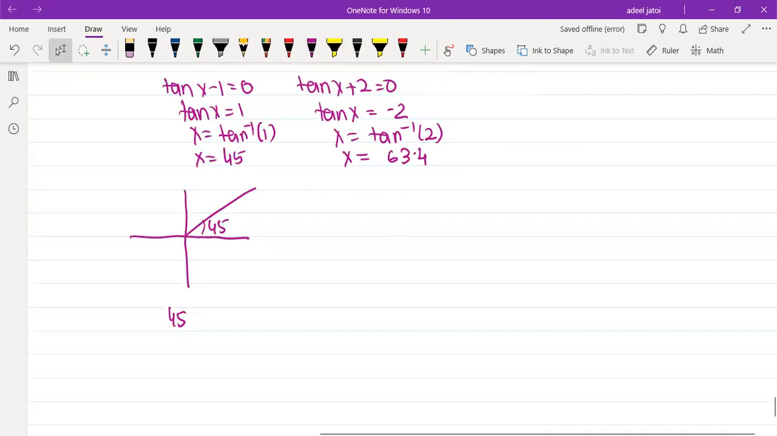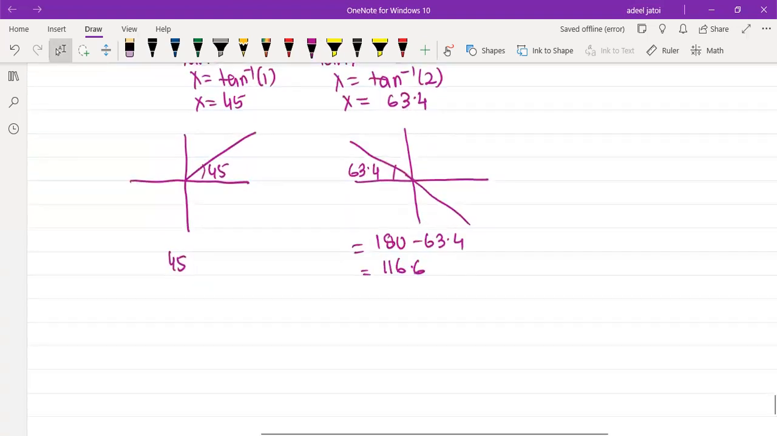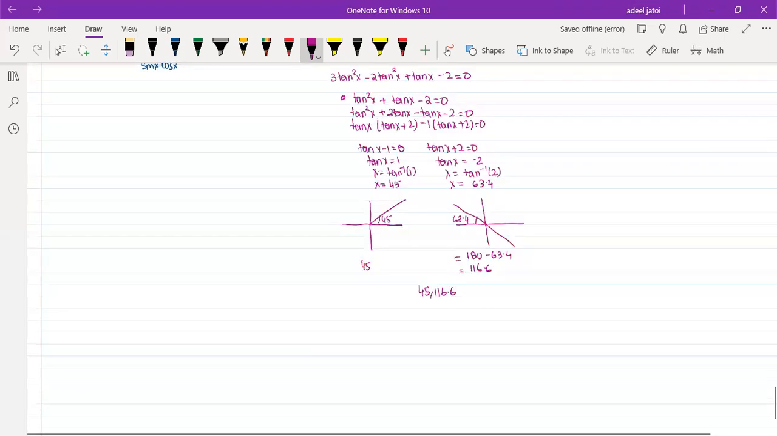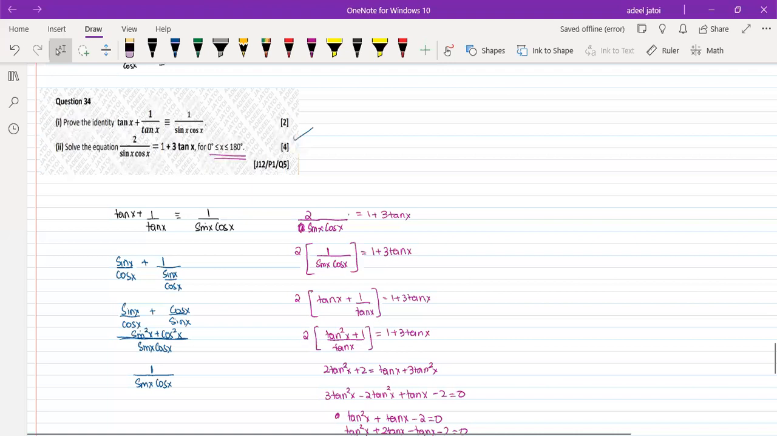But obviously for negative, your tan is negative in the second quadrant, which is 63.4. So what we're going to do is 180 minus 63.4, which is 116.6. So there are two answers, 45 and 116.6, for the question that was tested in June 2012, paper 1, question number 5.